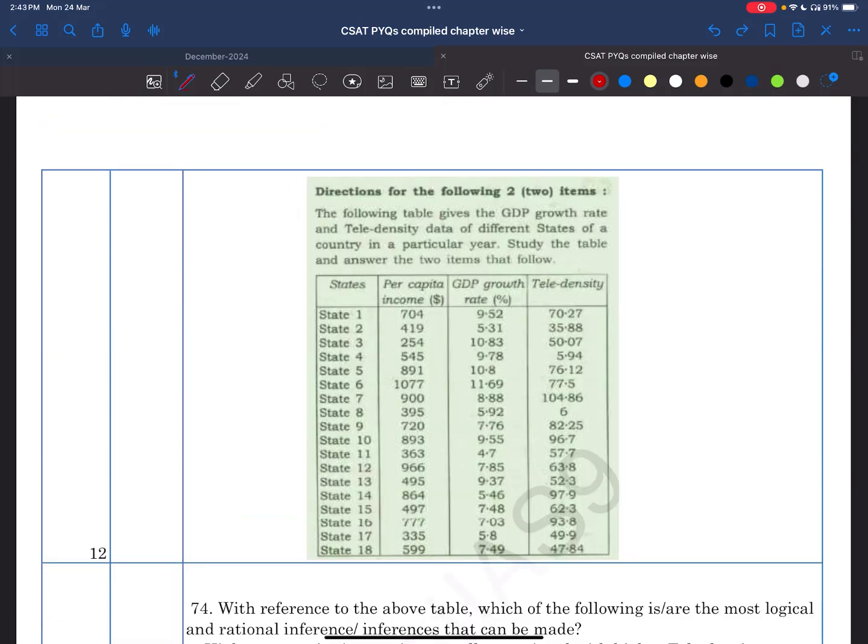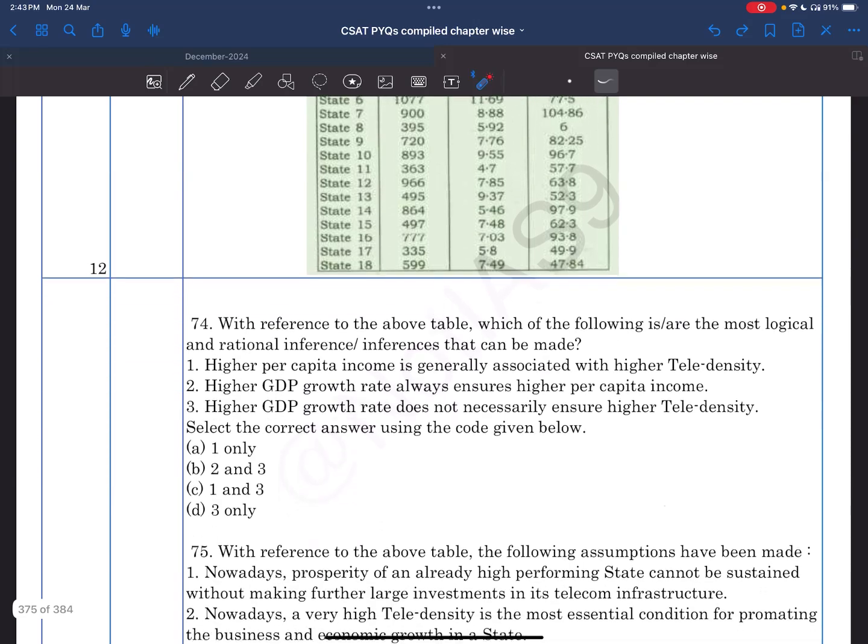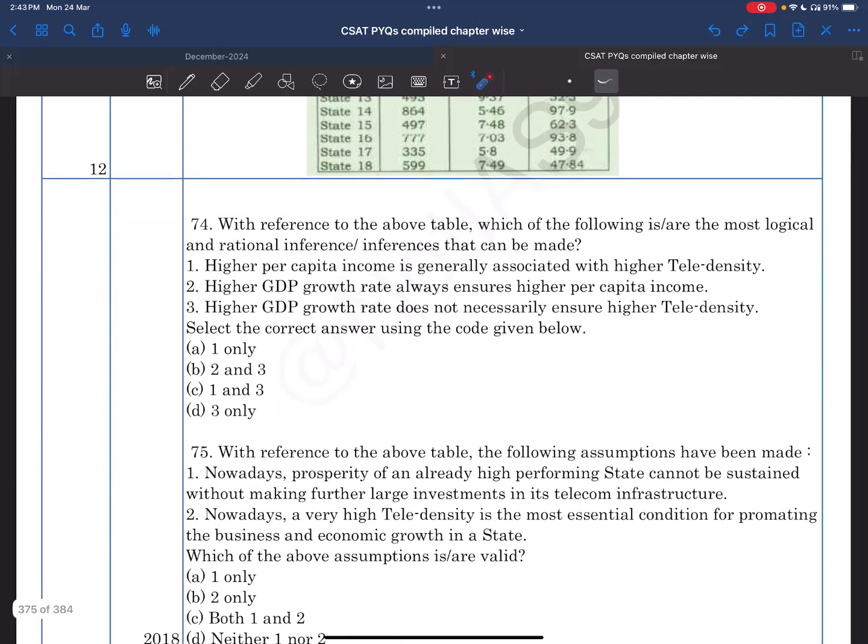The following table gives GDP, growth rate, and density data of certain states of a country in a particular year. Study the table and answer the two items that follow. What is the per capita income, GDP growth rate, density? Now let's go to the question. With reference to the above table, which of the following are the most logical and rational inferences that can be made? Higher per capita income is generally associated with higher density.